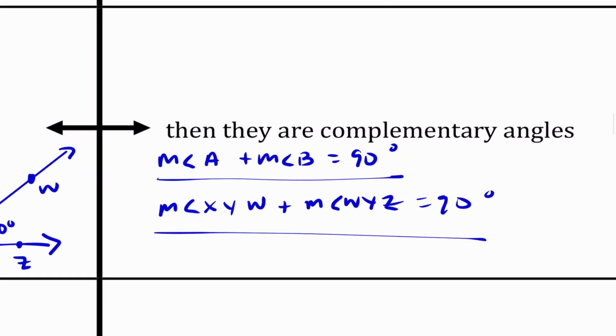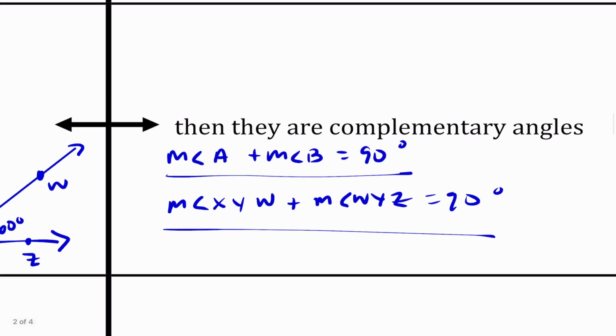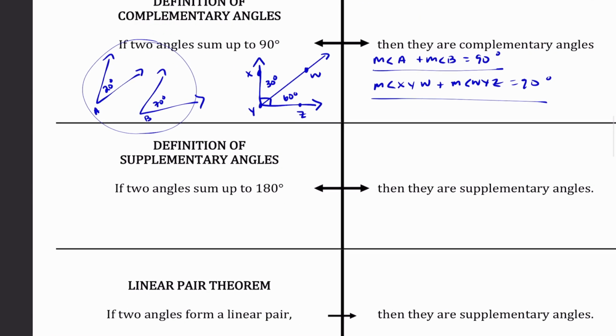I will never say measure angle A plus measure angle B is congruent to 90. That doesn't work like that. Or I will never say angle A plus angle B is congruent to 90. That's not what you're supposed to do, okay? All right, here we go.